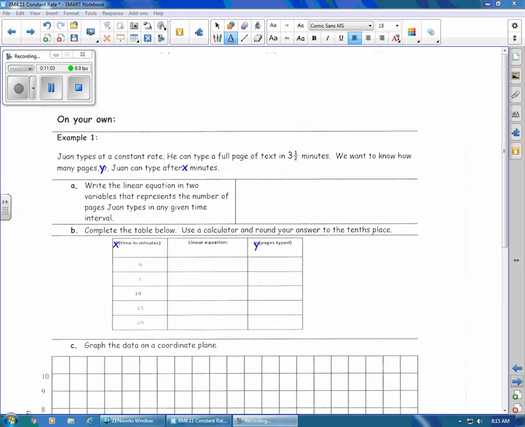So instead of distance over time here, we're going to have pages over time. So pages over time, and that is our y over our x. What I would like you to do is go ahead and figure out the linear equation. Pause the video, figure out the linear equation, unpause the video, check your work, and then we'll move on to the rest of it. So go ahead and pause right here.